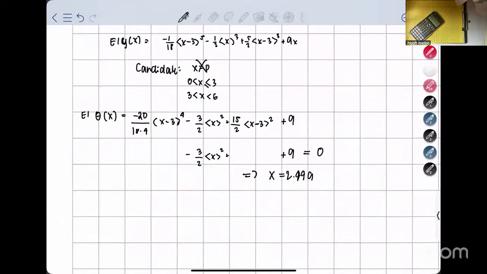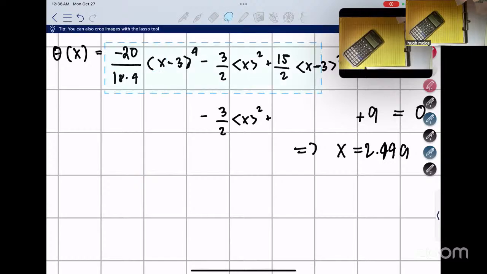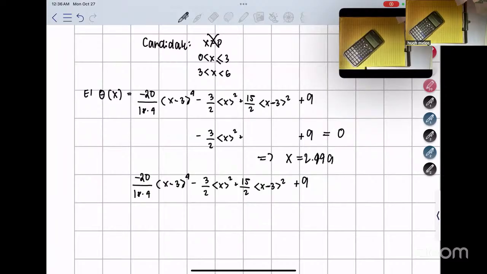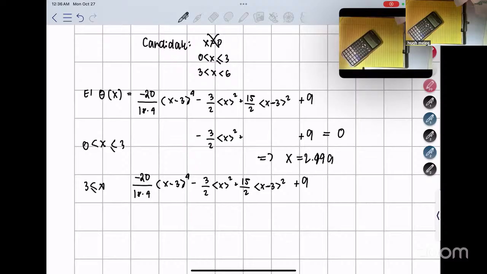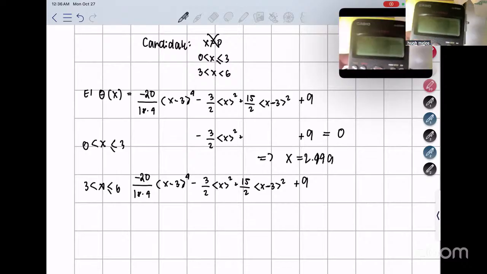I'll keep the camera on because this will be relevant in the next one. So going back here, now let's look at this for the case 0 less than x less than or equal to 3. Let's look for the case 3 less than x less than or equal to 6. So we now have this equation. Let me take some time to plug it in.